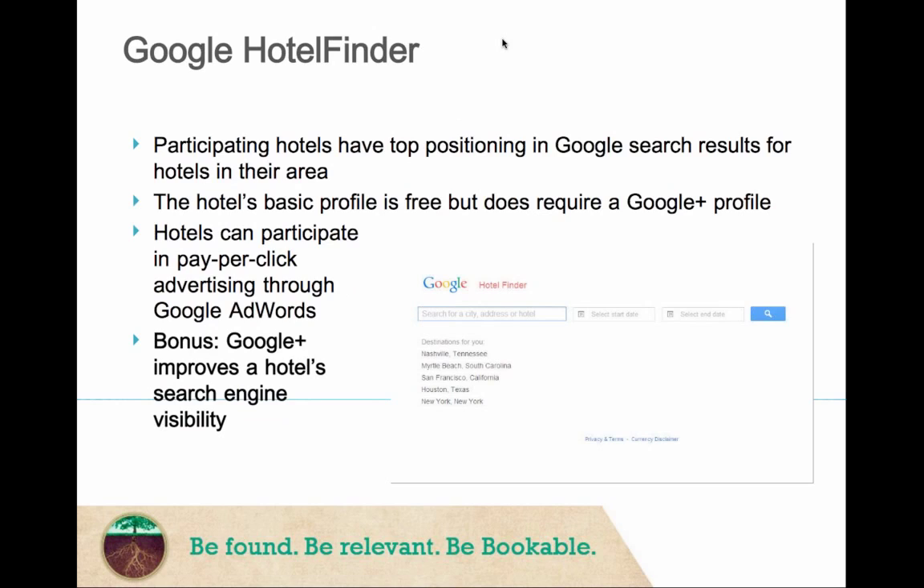In 2013, Google made dramatic improvements to how its search engine returns results. Heavily influenced by the searcher's location, Google returns the most relevant results. The searcher is directed into Google Hotel Finder by searching hotels and location. To be included in these results, the hotel must have a complete Google Plus profile.